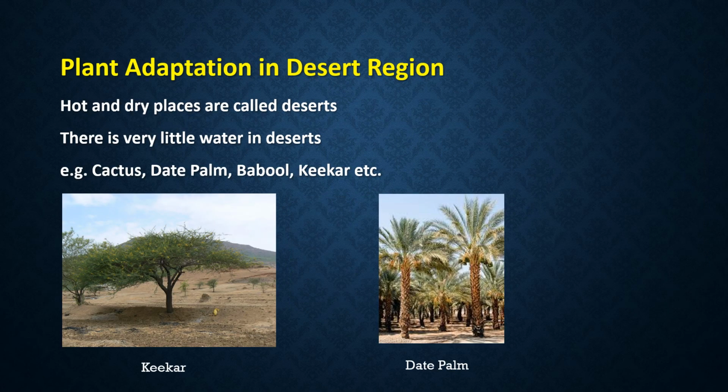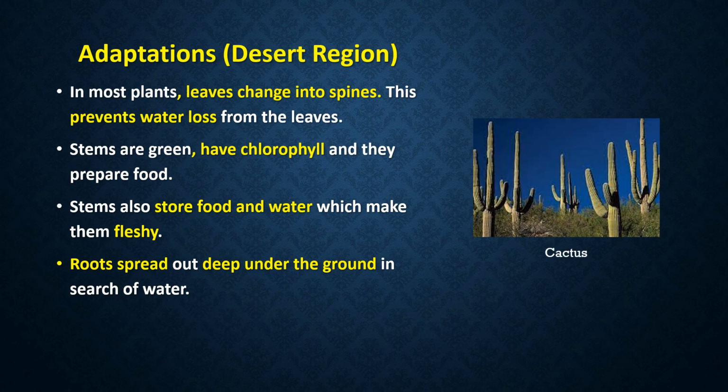Let us look at the plant adaptation in desert region. As you know, hot and dry places are called deserts. There is very little water in deserts. Cactus, date palm, babool, kikar are the examples of plants that grow in deserts. Let us look at the adaptations of the plants that grow in desert regions.